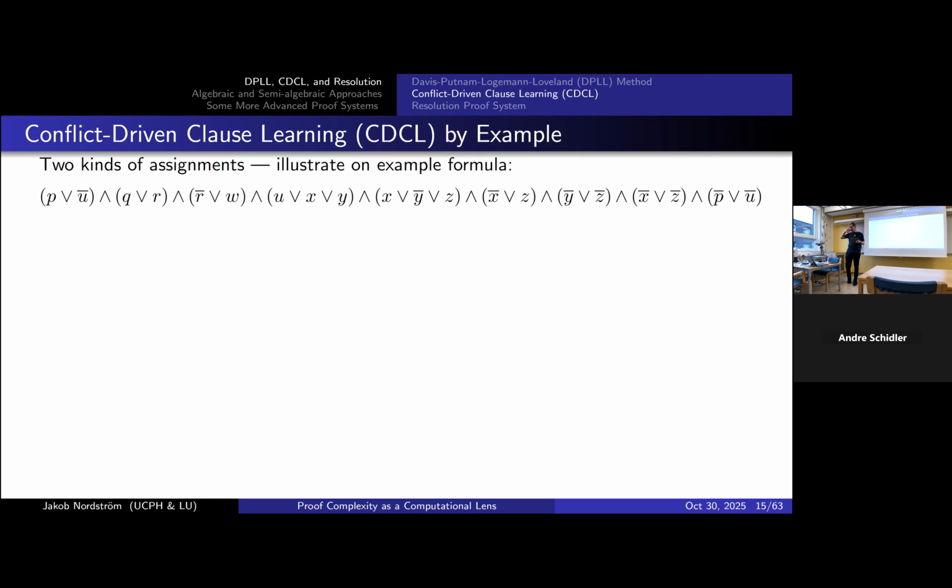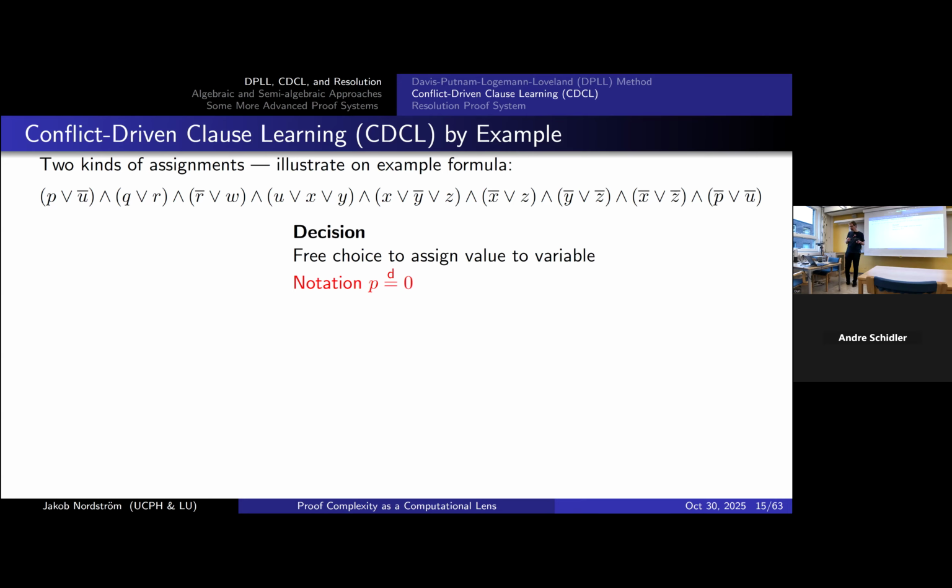We start by building a partial truth value assignment by making assignments. There are two types of assignments. Right now, there's zero information here, so we just pick a variable and set it to some value. A modern SAT solver might typically pick the first variable and set it to false. Why not?